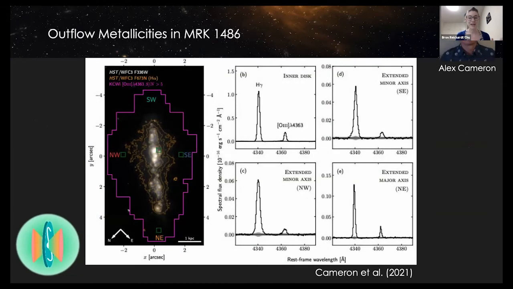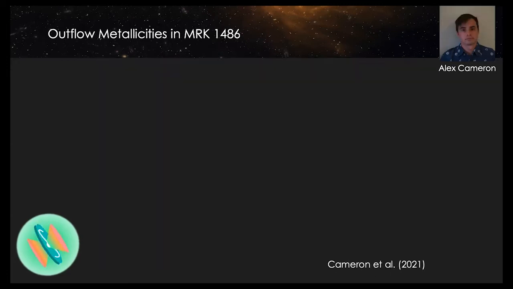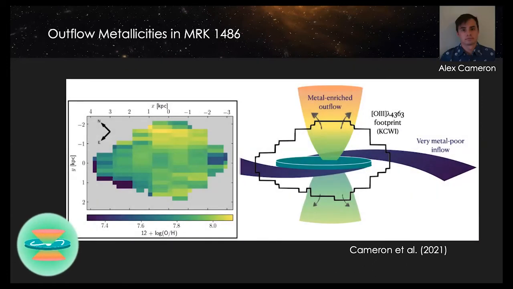Luckily, we have the 034363 line with a signal to noise of 5 out well past the disk on both the minor and major axes in Markarian 1486. And so Alex Cameron has been working on this. He used the 034363 line to map metallicity in Markarian 1486. And so the areas of highest metallicity are off the minor axes, above and below the plane of the disk.